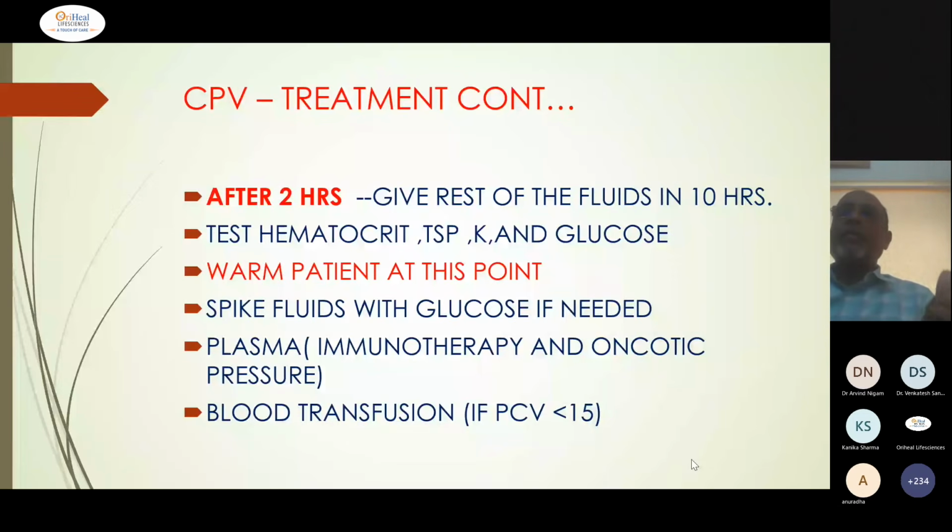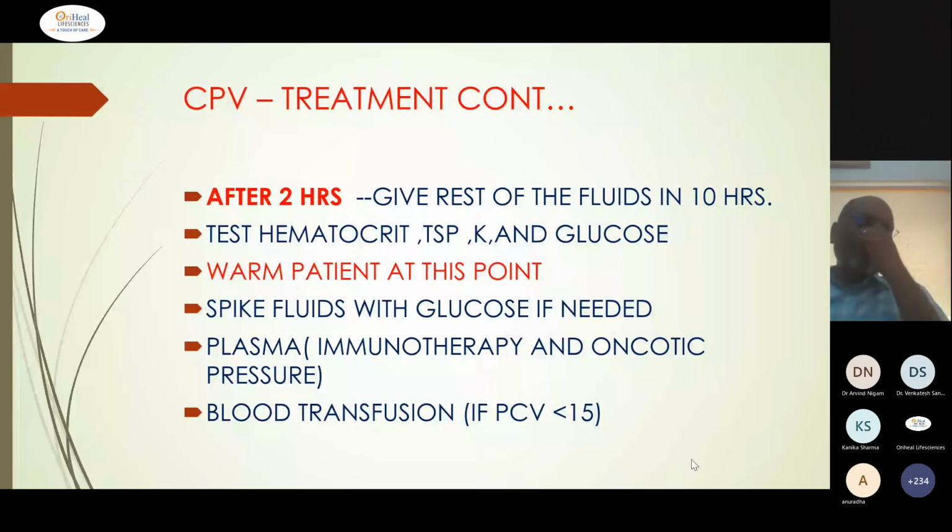At this point, after 2.5 hours, warm the patient. If you warm the patient before, there will be vasodilatation, so don't do it at that time. After giving enough fluids in the first 2 hours, then warm the patient. Spike the fluids with glucose if required. Again, do a glucose. If it is less than 40 milligram per deciliter, spike the fluid with 50% dextrose again as a bolus. Then you can also go for plasma.